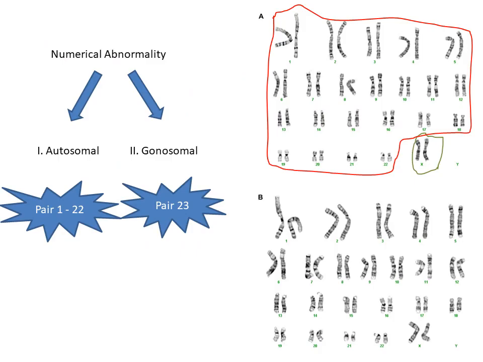We know guys, the karyotype is divided into two types of chromosomes, either autosomes, which are the chromosomes from pair 1 to pair 22, and the last pair, which is the gonosome. So any extra chromosome or any missing chromosome from pair 1 to pair 22, we call it autosomal abnormality. While if the abnormality is in the last pair, which is the sex chromosome XY or XX, this is called gonosomal abnormality.